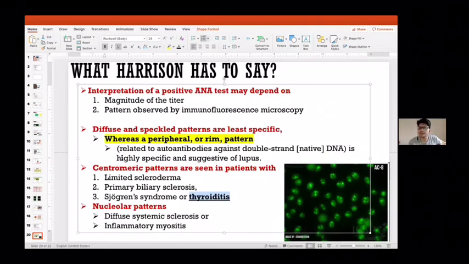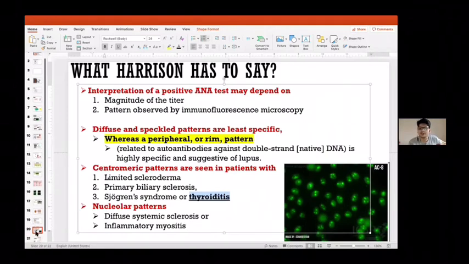Peripheral rim, dsDNA lupus. Centromeric has 4 dd according to Harrison. Nucleolar pattern can be seen in 2 diseases called diffuse systemic sclerosis or inflammatory myositis. So these are the points we should note down.